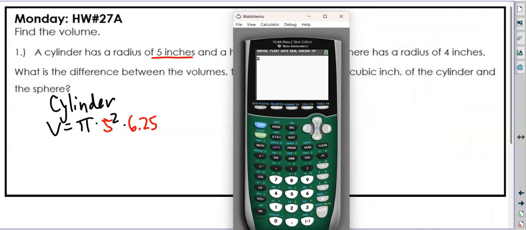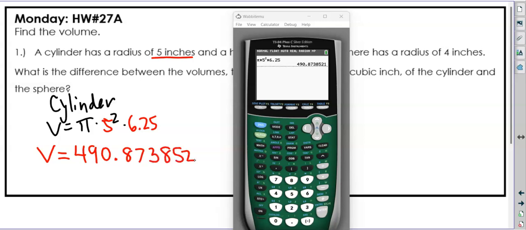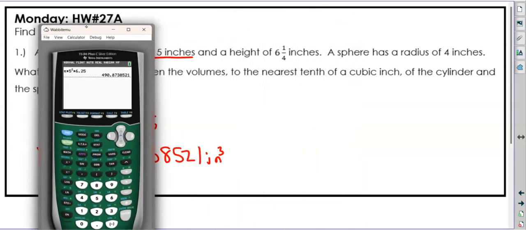Pi times 5 squared times 6.25. I'm going to write the entire volume because I don't want to round in the middle of my problem. I want to round at the end of my problem. So I'm going to write all of the digits that I see here on my calculator. That is the volume in cubic inches for my cylinder.